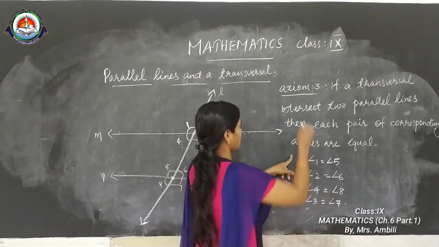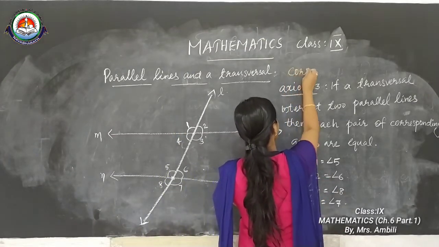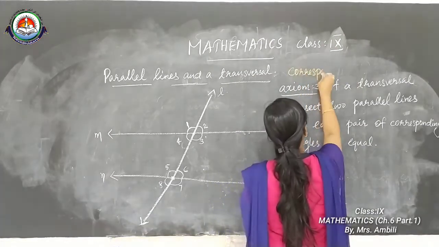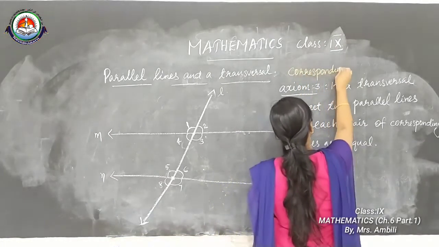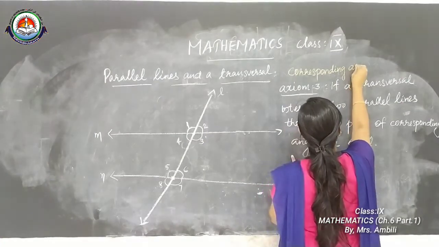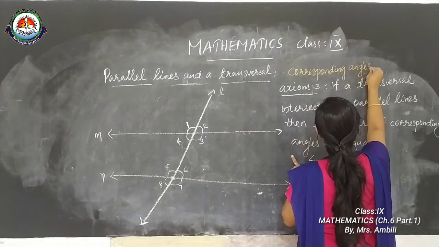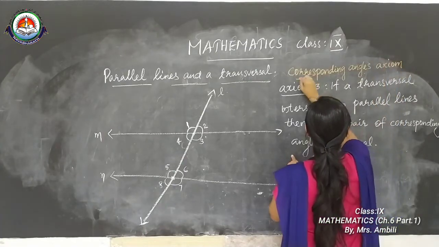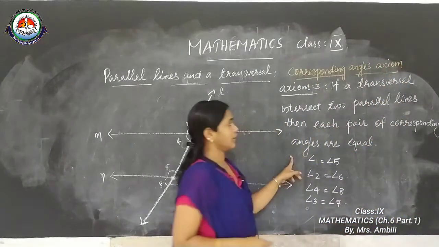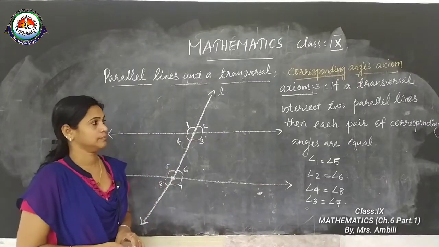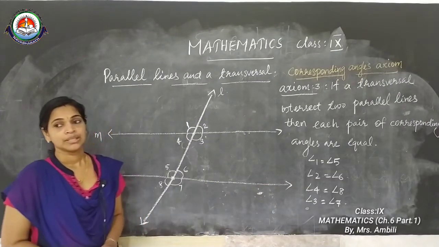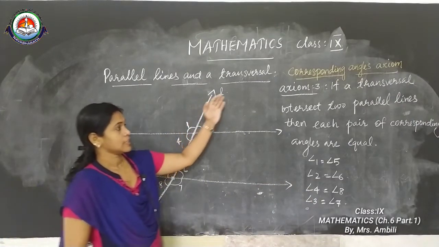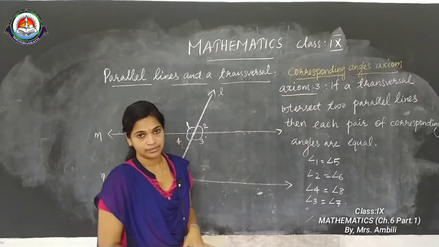This axiom is known as the corresponding angles axiom. Okay, this is known as the corresponding angles axiom. Clear? The next one we study is the converse of the corresponding angles axiom.